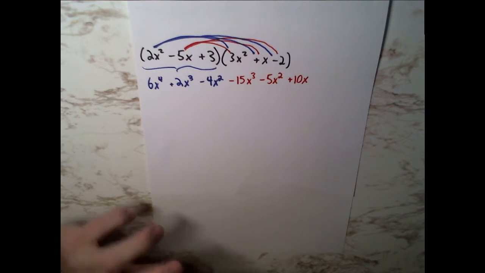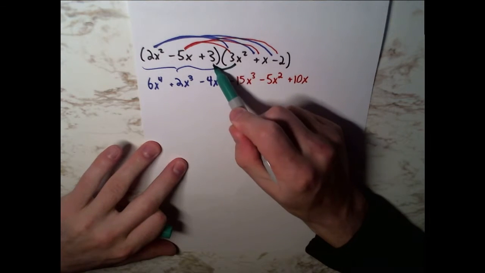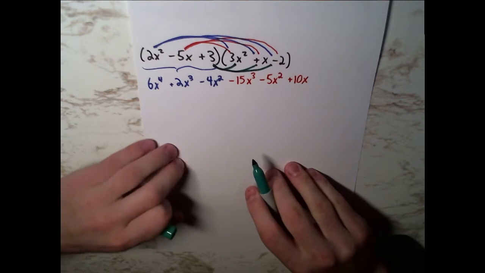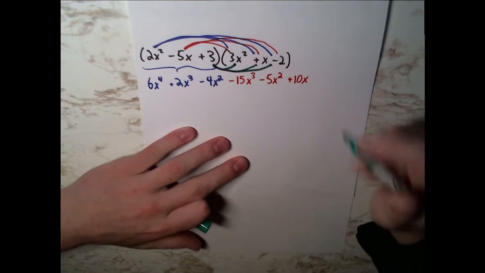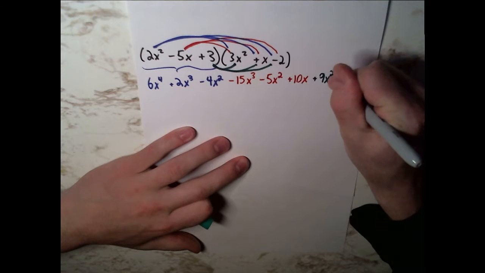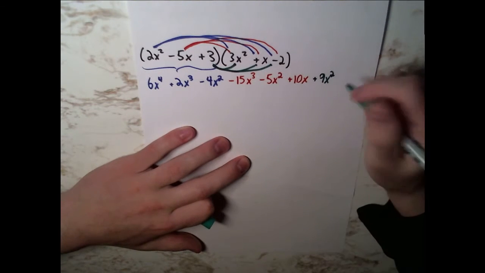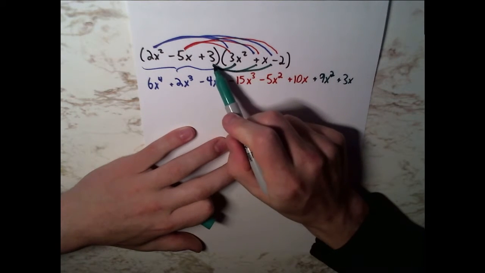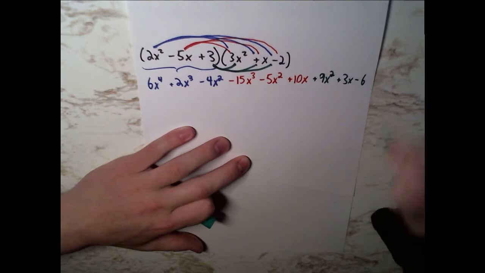And then our last step is to do this again with the 3. This 3 is going to multiply to every single term in this other polynomial. So we're going to have a 3 multiplied by 3x squared, which is positive 9x squared. 3 multiplied by this x is a positive 3x. 3 multiplied by this negative 2 gives us negative 6.